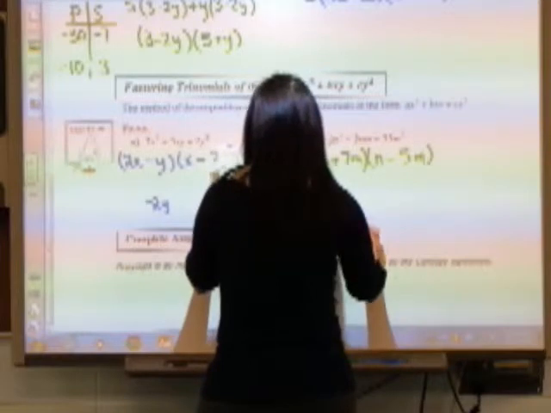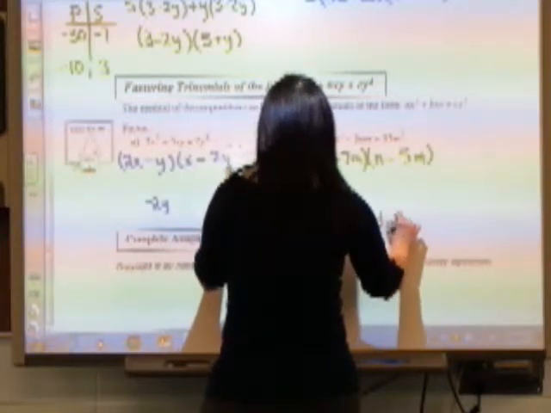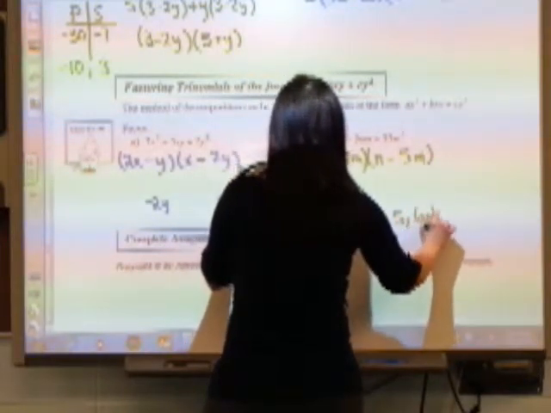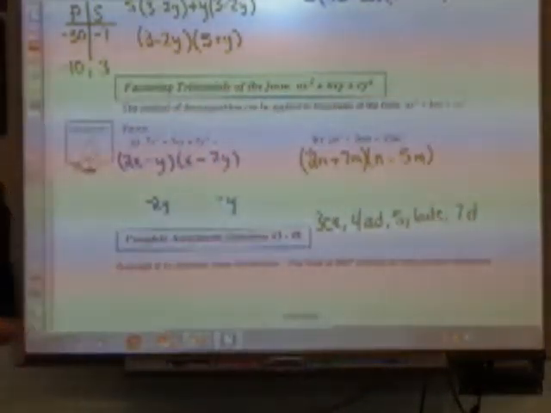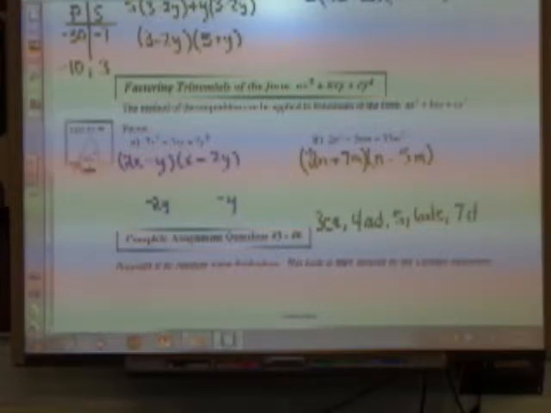So what I'd like you to do is spend about 10 minutes working on these questions. 3, C and E, 4, A and D, 5, 6, D and E, and 7, D. Then when you're done, go on to the next part of the lesson and we will look at perfect square trinomials.